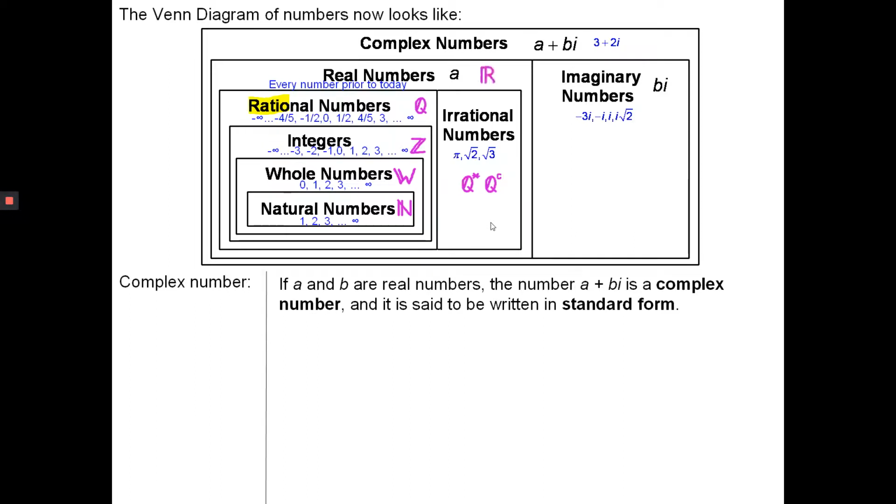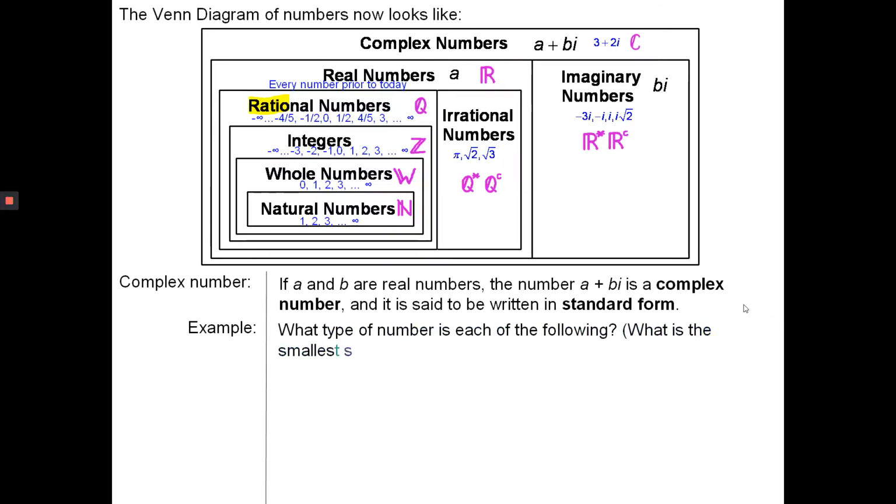For real numbers, we use a double stick R. And again, you're either a real or an imaginary number. So again, we're going to use this star and C notation for our imaginary number symbol. Okay. Our complex numbers is a C with a stick in it.